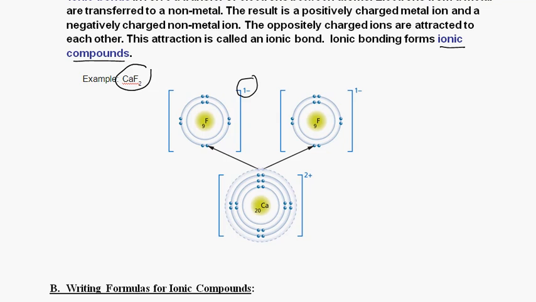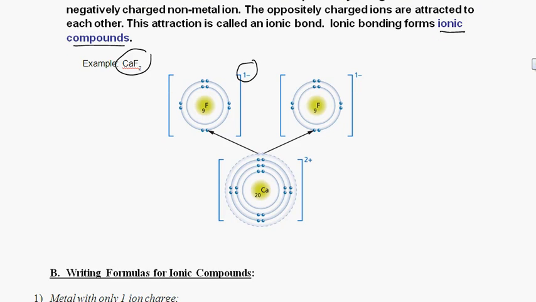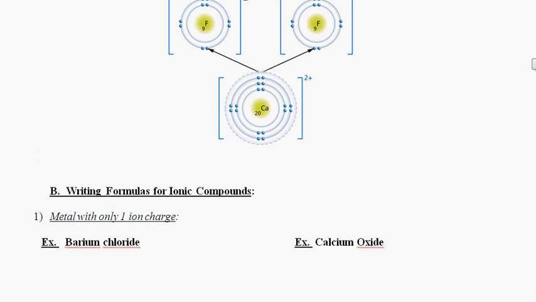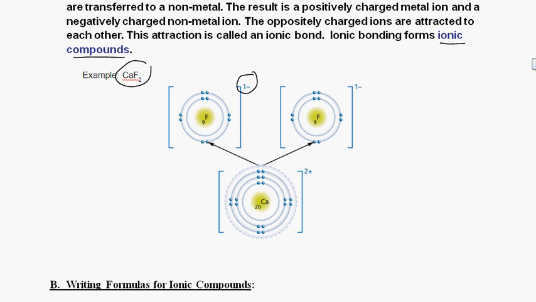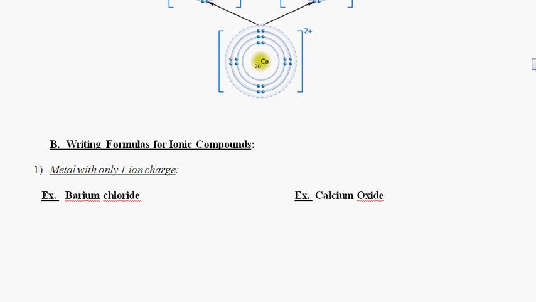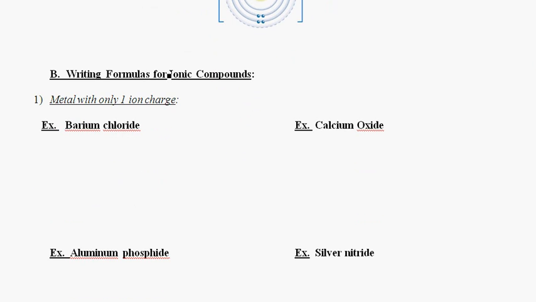Okay, so there are some little tricks for how to write these formulas, but I want you to think about this picture so that you can visualize what's happening with regards to the valence electrons. So let's do some examples. Here we have barium chloride.